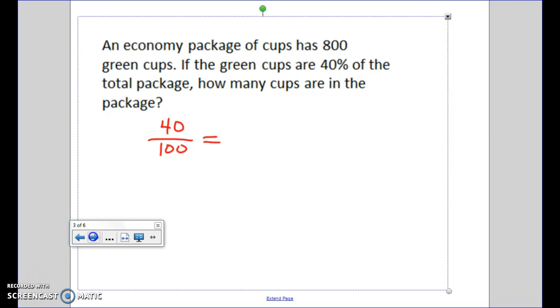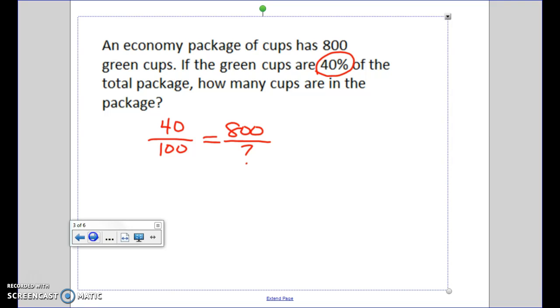So in this case, it has 800 green cups, and this would represent down here the total number of cups there is altogether. So again, we're just making a comparison of 2 ratios, 40 to 100. That ratio came from the 40%, and that just means that there are 40 green cups for every 100 altogether.